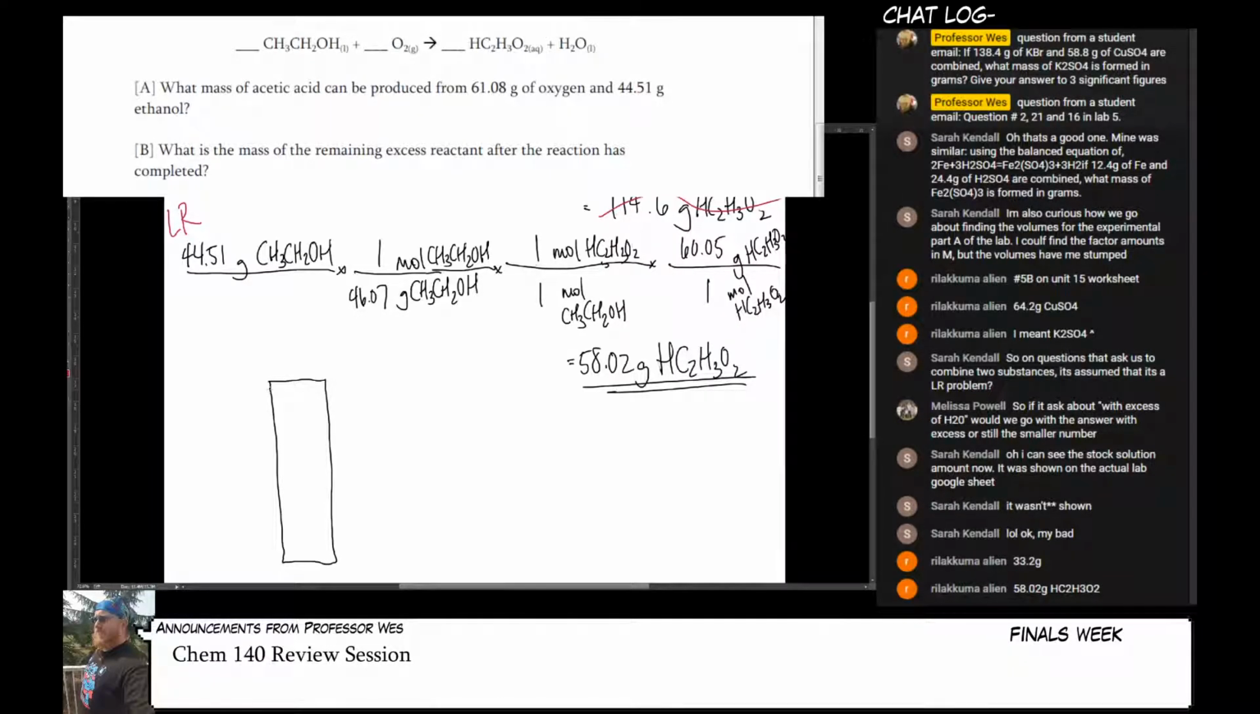All right. And so this part of the picture right here, it's going to be like a bar graph. So this is the amount of vinegar made from the limiting reactant. And so this would be 58.02 grams right here.